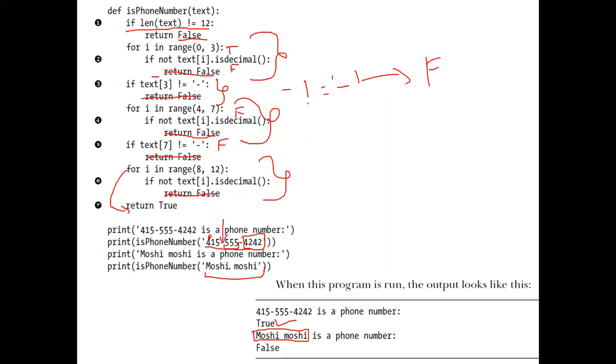So 1, 2, 3, 4, 5, 6, 7, 8, 9, 10, 11. The length of this text is 11. 11 is not equal to 12. This condition results into true, so return false is going to execute. When return false is going to execute, the function returns one value which is false, and it displays false here.